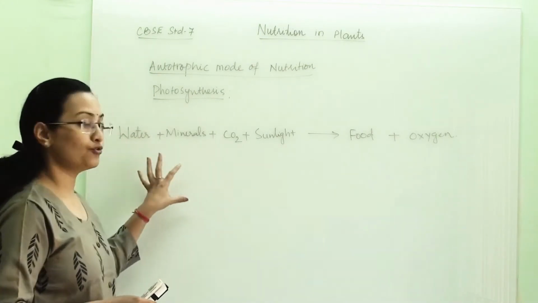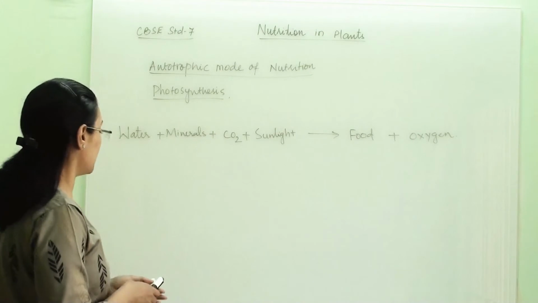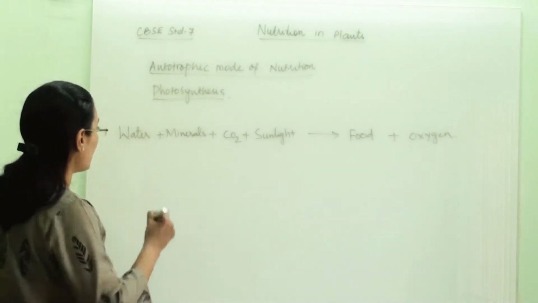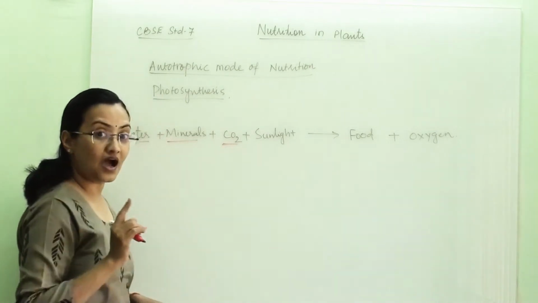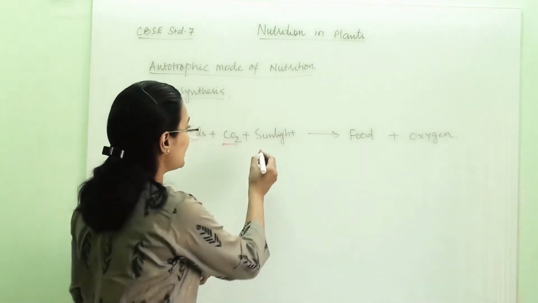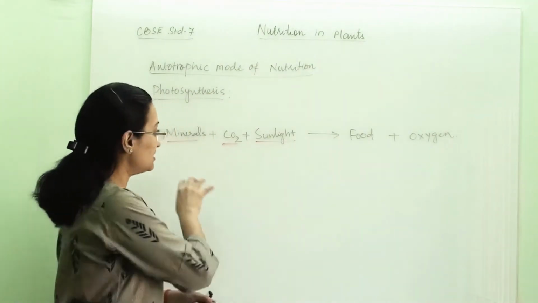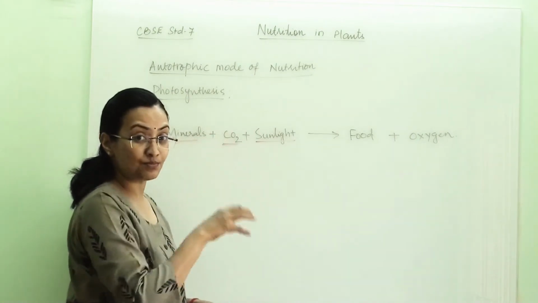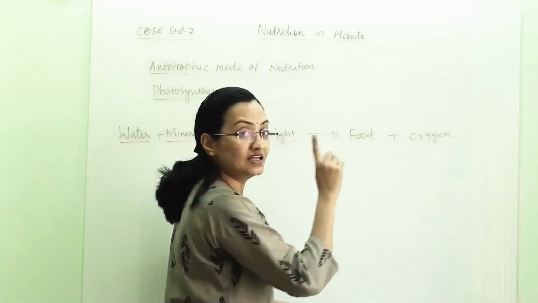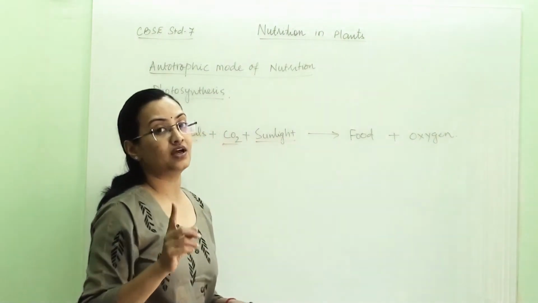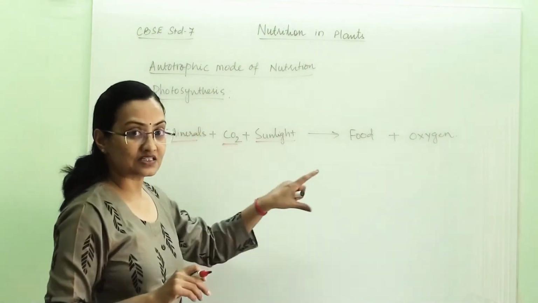Now during photosynthesis, what will happen? They require water, minerals, CO2 that is carbon dioxide, and they need sunlight. With the help of these four simple substances, they will make their food and they will liberate oxygen into the air. Now let us understand in detail.